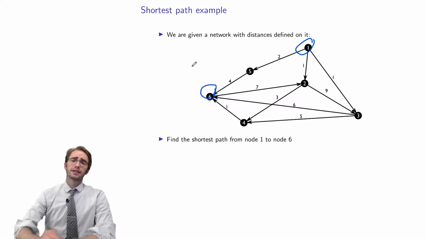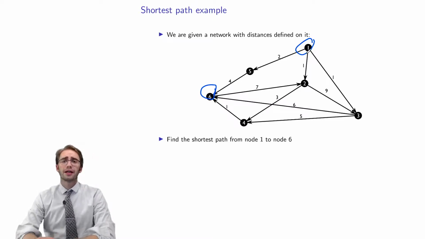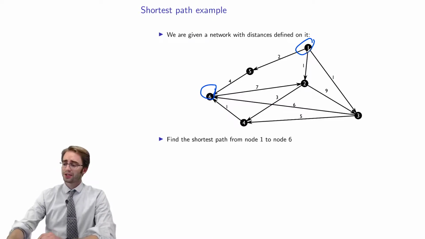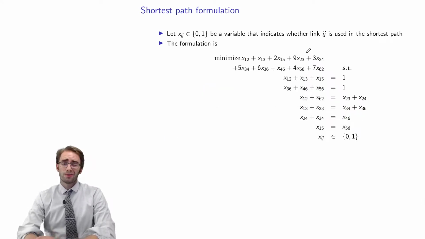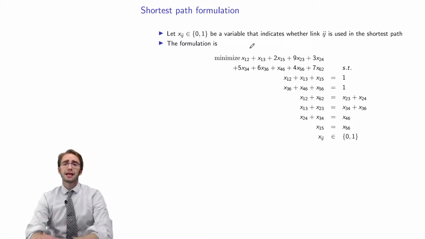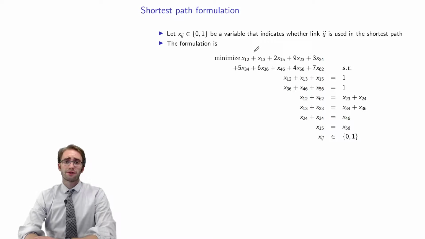And so how would you do this? Well, the natural thing is you'd say we'll have a binary variable for every edge that you would use. And actually what you end up doing looks just like that maximum flow problem that we looked at in one of the very first lectures. We'd let xij be a variable that indicates whether you use that link in the network as part of this shortest path. And what does the formulation say?